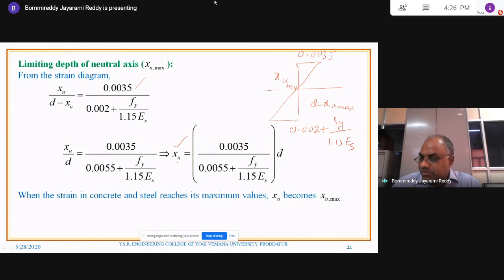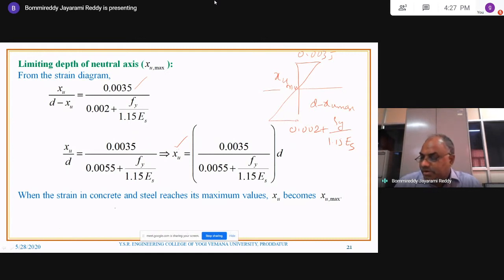That means the XU value depends on Fy, the type of steel, and of course the modulus of elasticity is the same for all the different types of steels. So for different grades of steel, there are different limiting depths of the neutral axis.